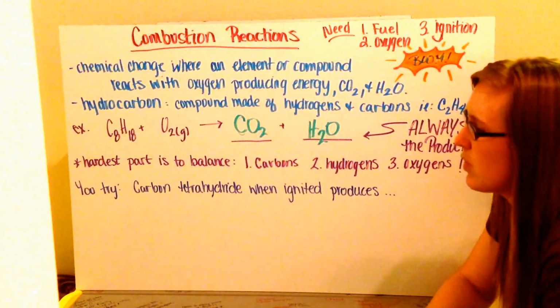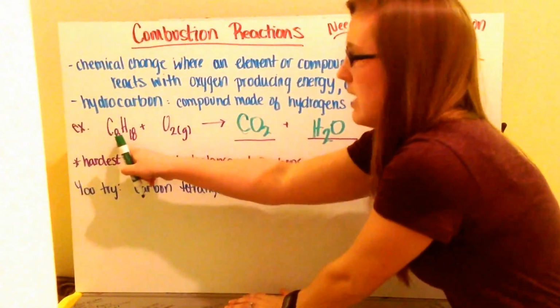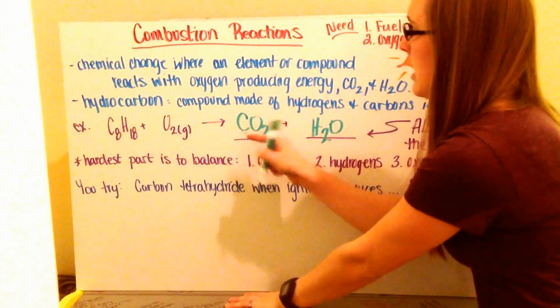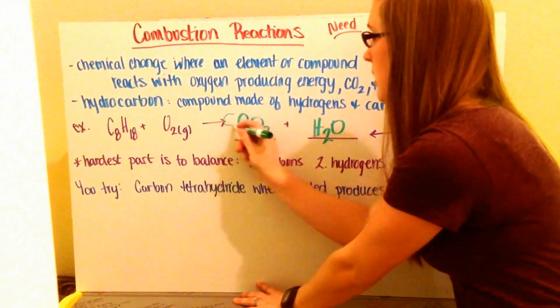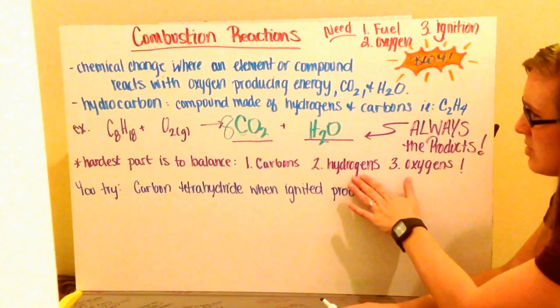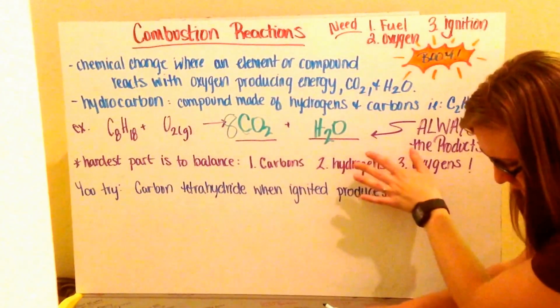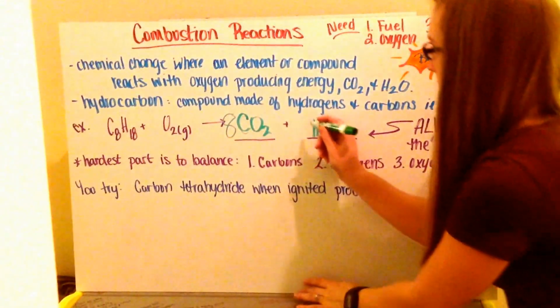So the best way to go about balancing them is to first balance your carbons. So on this side of my reaction, I have 8 carbons, and here I have 1. So I'm going to put an 8 in front of my carbon dioxide. Then I look at my hydrogens. On this side, I have 18 hydrogens, and here I have 2. So I'm going to put a 9 here.